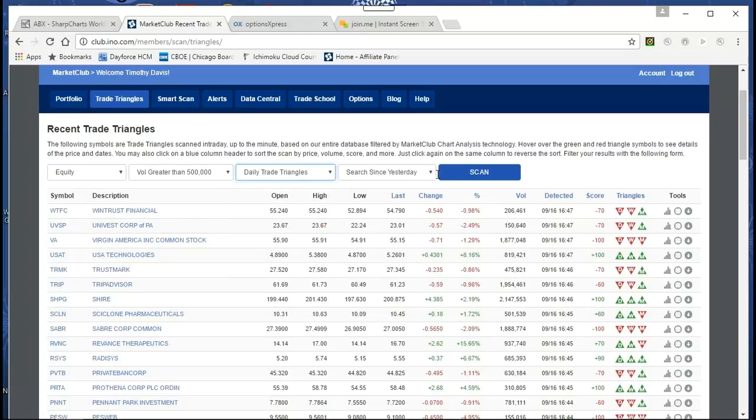I want to show you something. Also, this last box shows you can search for today. You can search for yesterday. You can search for 3 days back, 1 week back, 1 month back.